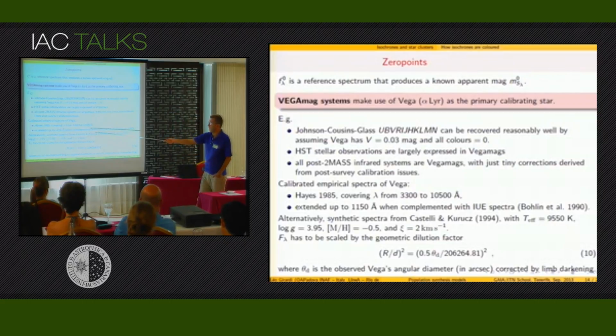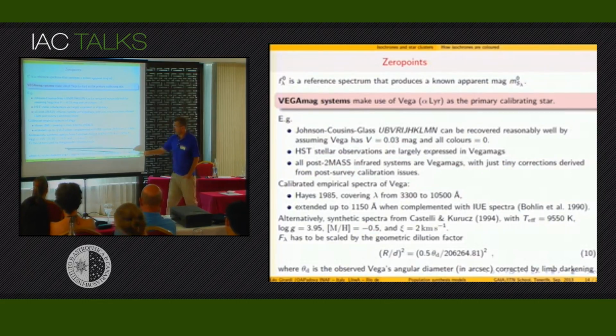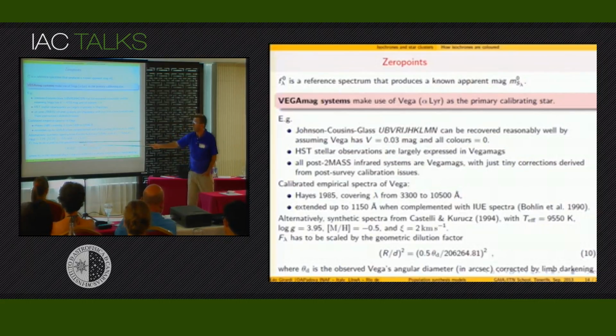Of course, to reproduce the Vega-mag system, we need a spectrum for Vega. We have a few available in the literature, like the ones by Hayes and then by Bohlin. There are also a few synthetic spectra for Vega, like those by Castelli and Kurucz. They find that Vega has a temperature close to 10,000 Kelvin, a gravity of about 4, a metallicity of minus 0.5. So all parameters of Vega are almost accurately known. We have all the spectra for Vega that we need to make this kind of synthetic photometry.